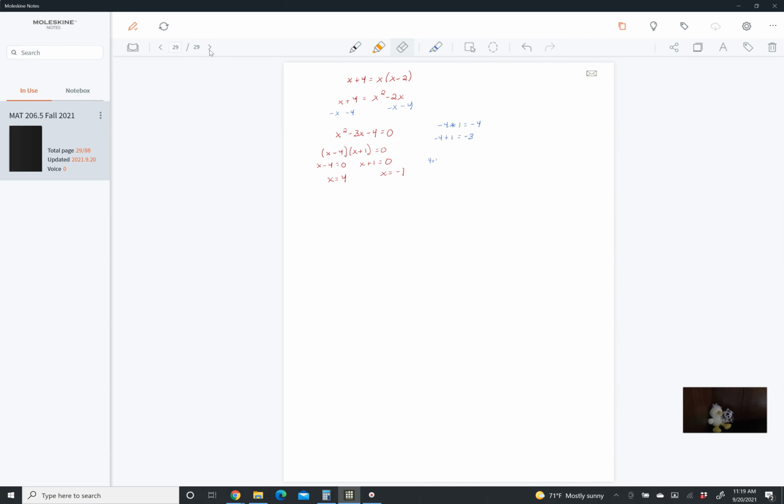So 4 plus 4 greater than 0. 4 minus 2 greater than 0. 4 is greater than 0. And here, doesn't matter which one you plug it into, -1 minus 2 is less than 0. So this is extraneous, and x equals 4 is not. x equals 4 is our solution. And if both had been extraneous, that would have been perfectly fine. It just means that there are no solutions to that particular logarithmic equation.